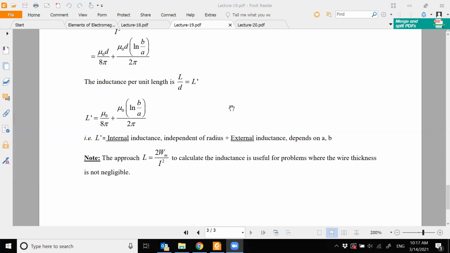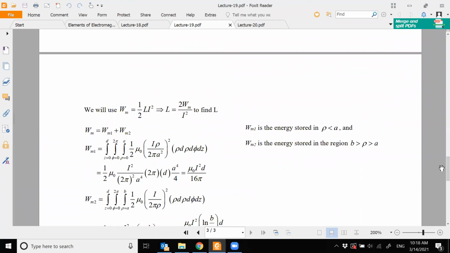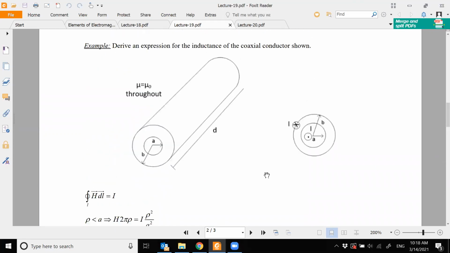Now, can anybody tell me which inductance is measurable? With our inductance meter, our LCR meter, which inductance can be measured? The external inductance can be measured. The internal inductance cannot be measured. We know it exists, but we cannot measure it with any of our measuring equipment because it is inside the center wire, and the center wire is solid. But this one we can measure. So this is an example where we can use the concept of energy for finding the inductance of any wire of non-negligible thickness.